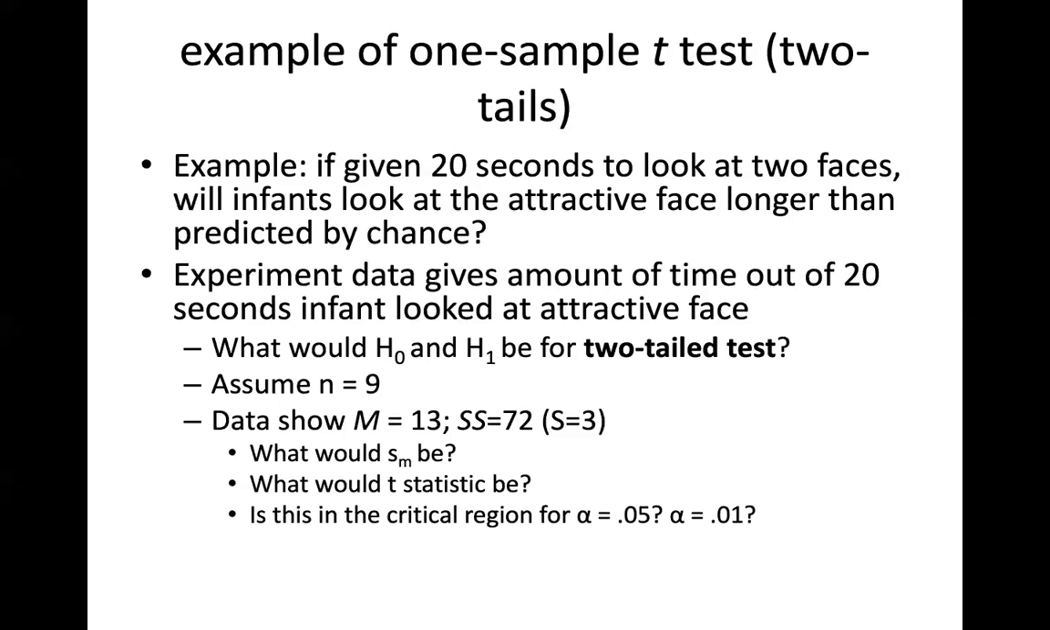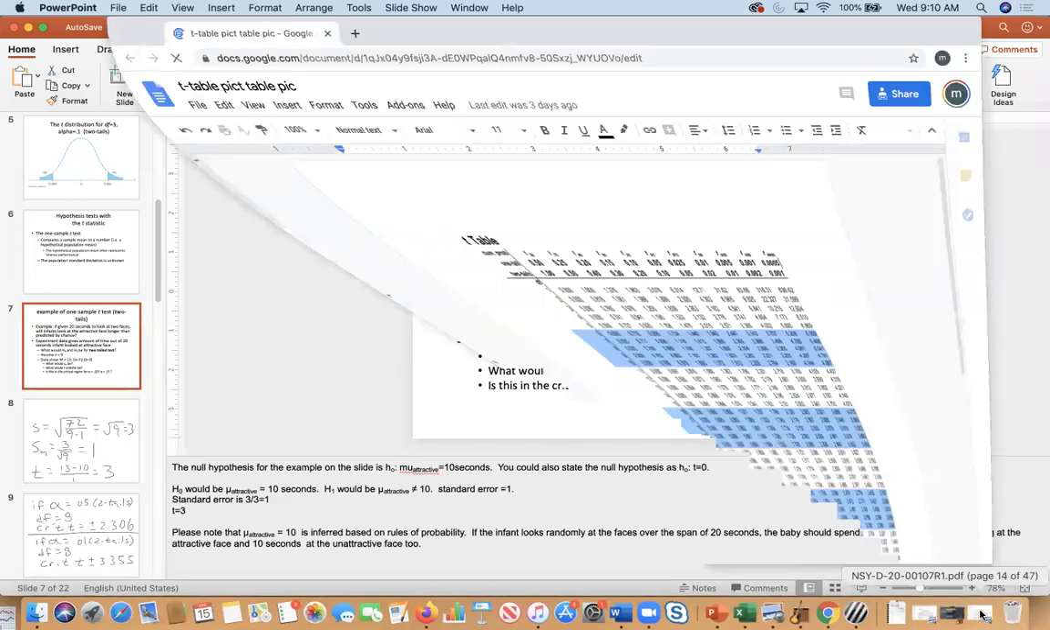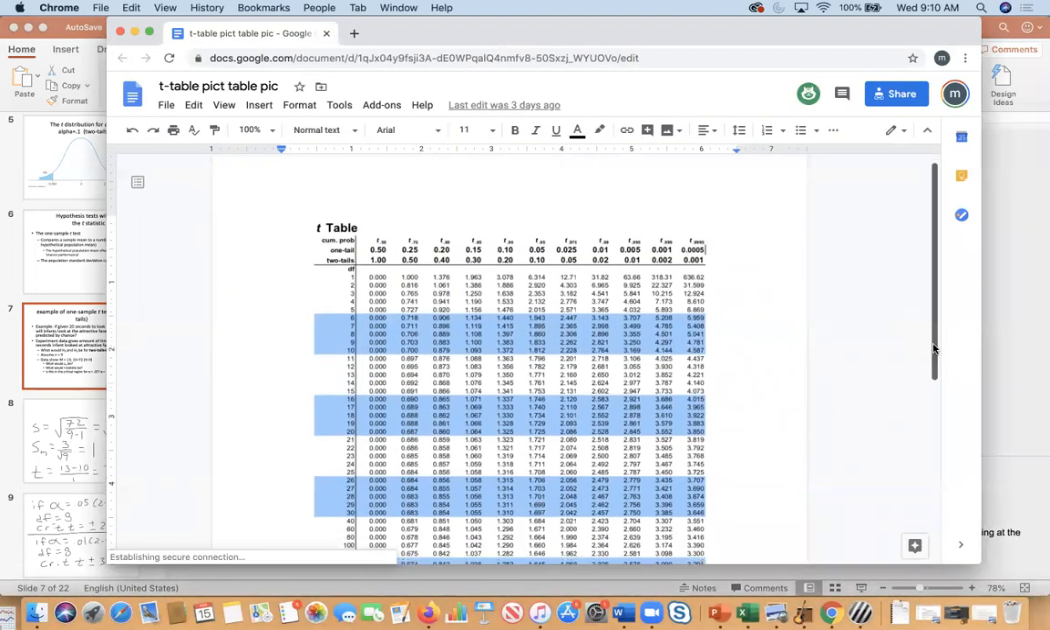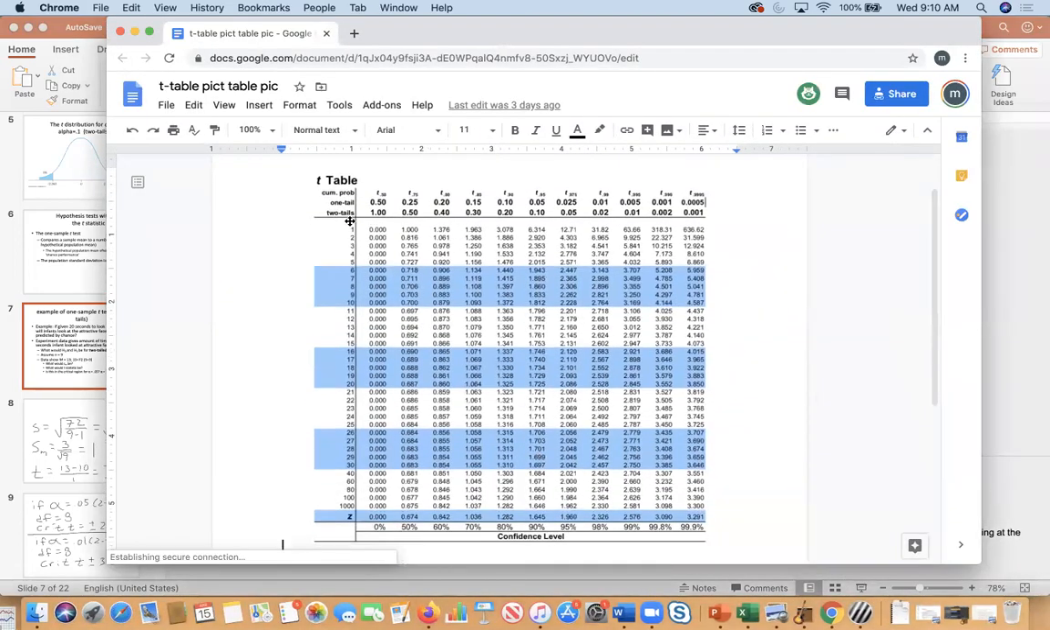Whenever you're looking at the t-table, I should show it to you real quick. Here's the t-table. Whenever you're using this t-table, you need to know your degrees of freedom. In the current example, our degrees of freedom are 8. You need to know whether it's one tail, which is the top line, or two tails, which is the bottom line. And then you also need to know the alpha level, which in one example was 0.05 and in the other was 0.01.